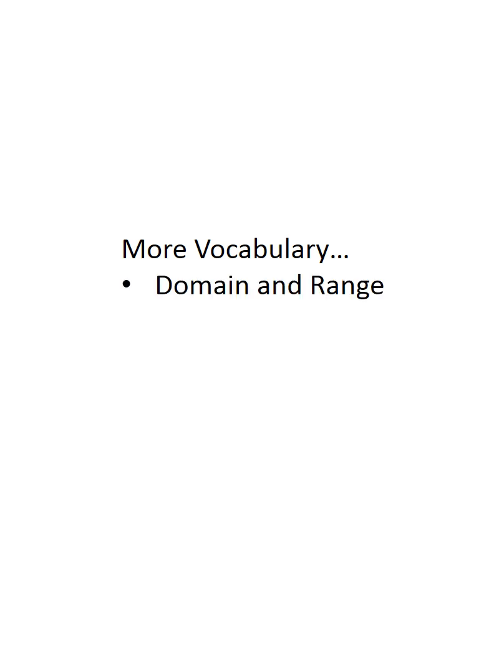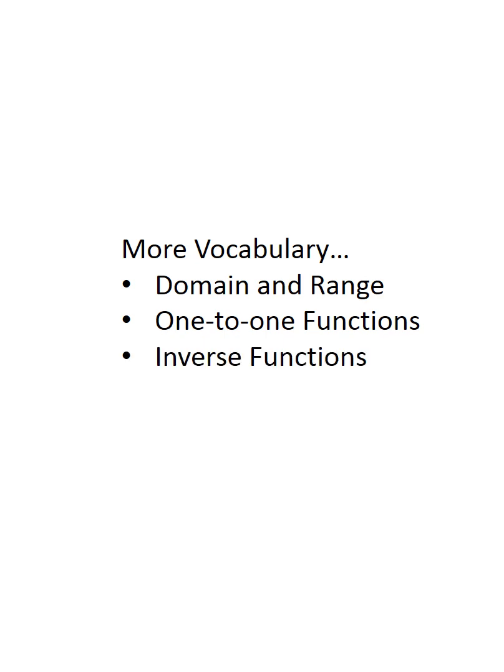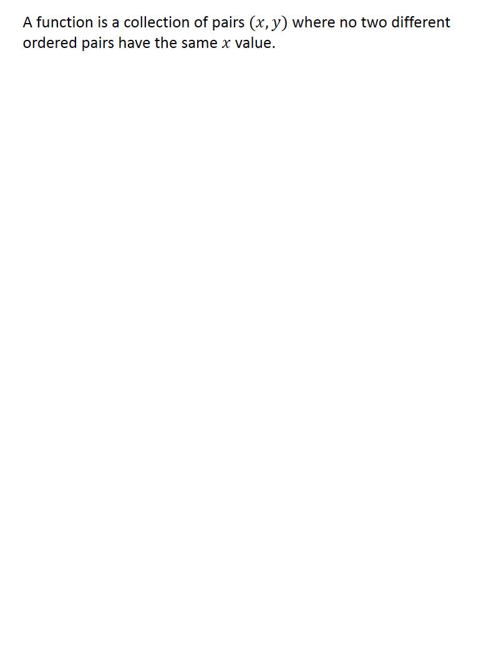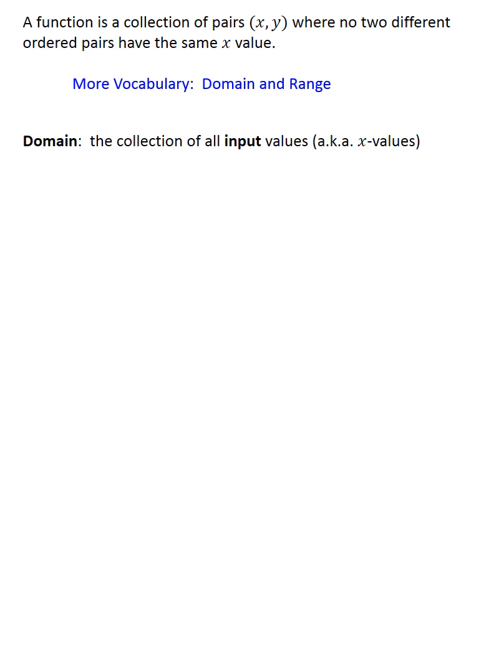Now that we've covered the 6 basic ideas that I needed you to know about functions, let's go on to some more vocabulary. We're going to be looking at domain and range, one-to-one functions, and inverse functions for the remainder of this video. First, let's talk about domain and range. When we talk about the domain of a function, we're saying that it's the collection of all input values or x values. Similarly, the range of a function is the collection of all outputs or y values.